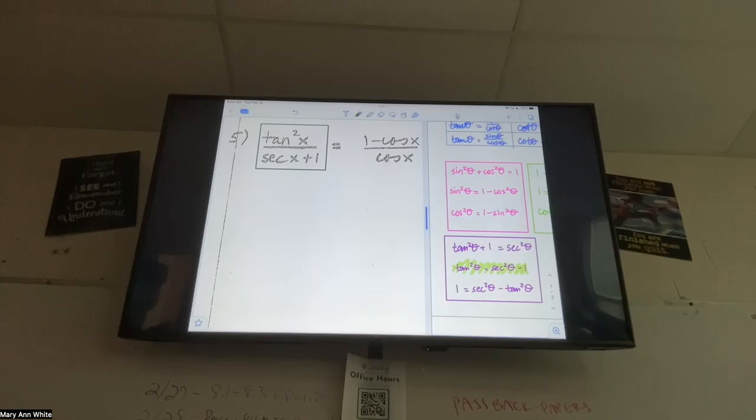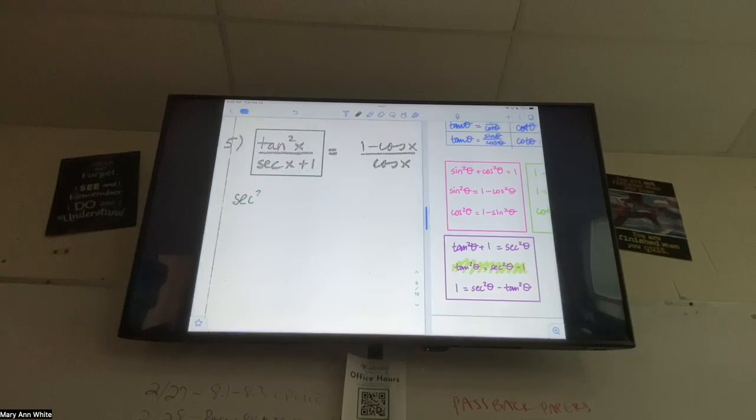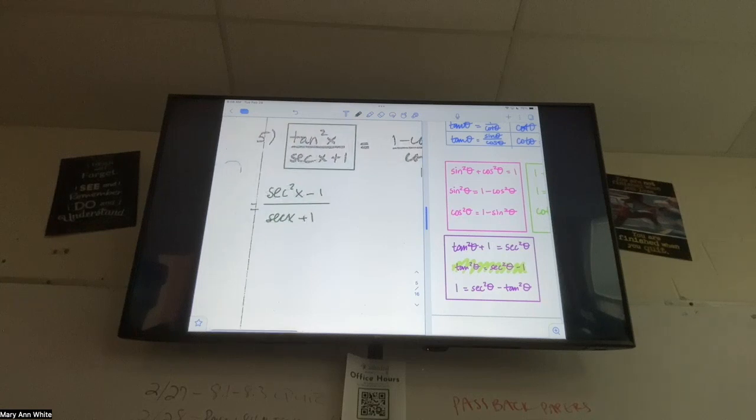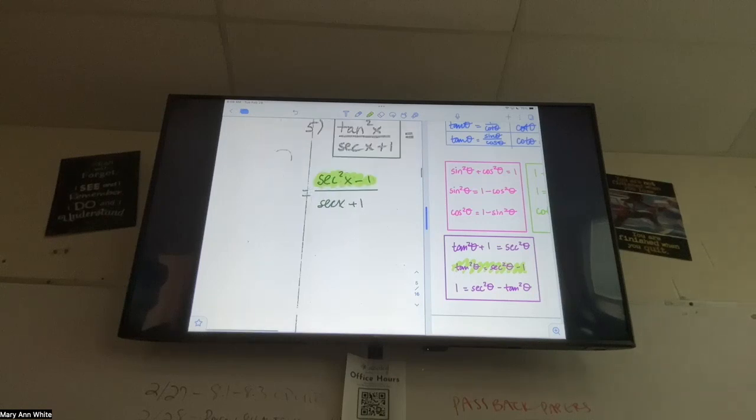You might think, Miss White, why are we making it more complicated? Gwen is exactly right because we see a secant now on top and on bottom. So I've got secant squared x minus 1 on top, and I've just got a secant plus 1 on the bottom. Can we factor or simplify this secant squared minus 1? What if I thought of this as, instead of secant squared x minus 1, what if it was just x squared minus 1? How would you factor down x squared minus 1? X plus 1, x minus 1.